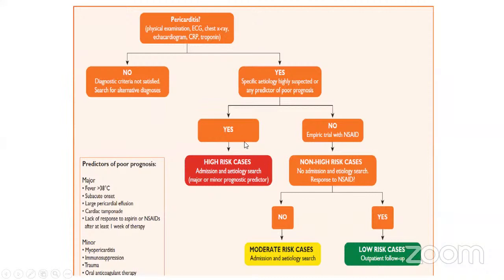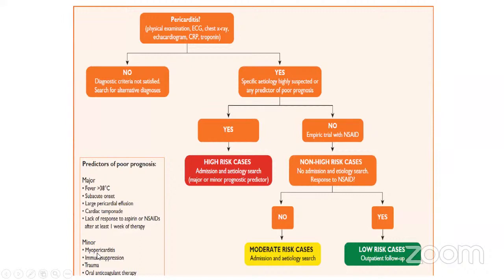High-risk cases are usually because of these predictors of poor prognosis. They have major and minor criteria. They include the fever, more than 38 degrees Celsius, a subacute onset, a large pericardial effusion, cardiac tamponade, lack of response to aspirin in a patient who's already diagnosed with acute pericarditis after at least 1 week of therapy.